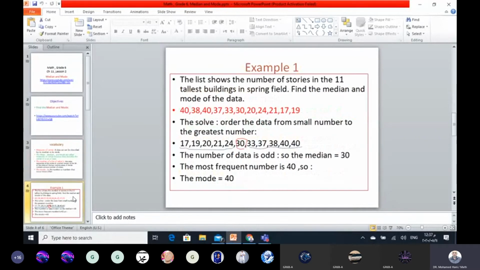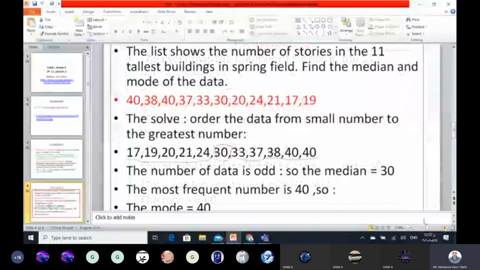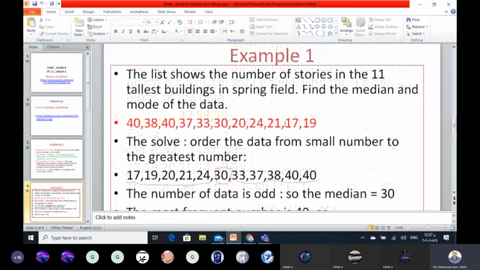For example, to know the meaning of the median or the meaning of the mode, here we have example 1. The list shows the number of stories in the 11 tallest buildings in Sebrigfeld.